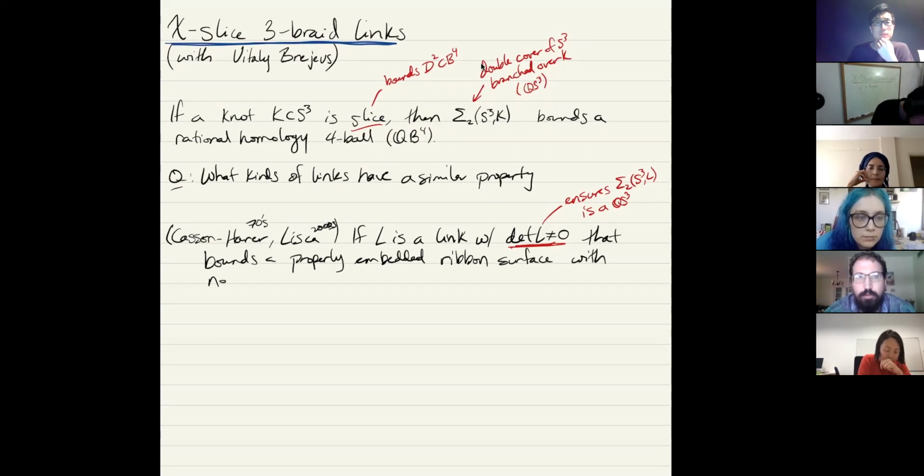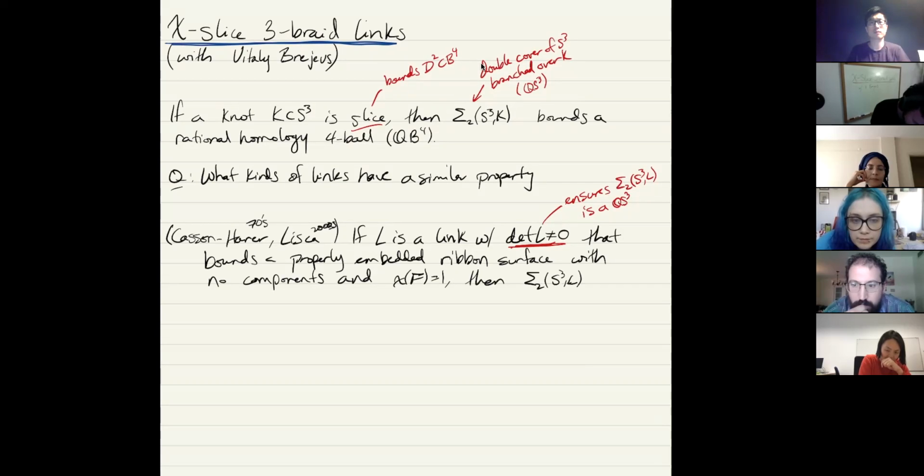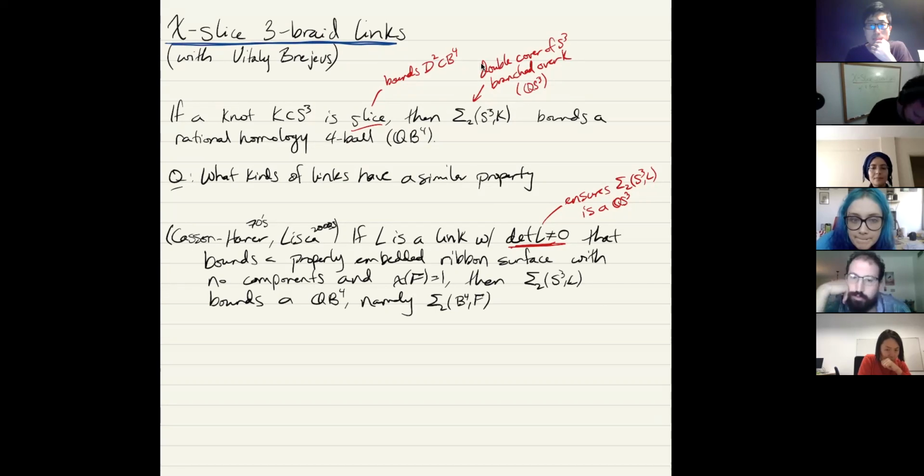With no closed components and Euler characteristic 1. Then the double branch cover of S3 over L bounds a rational ball. And that rational ball, I mean, there could be a lot of rational balls, but one in particular is the double cover of the 4 ball branched over the surface.